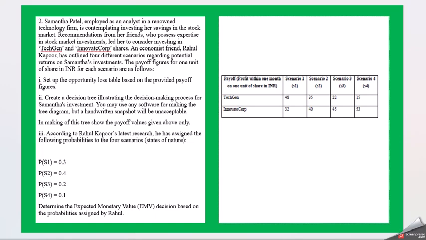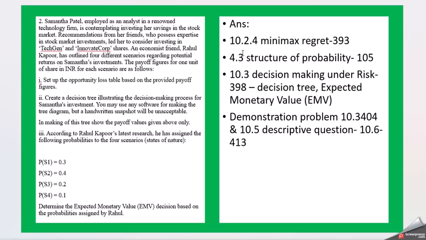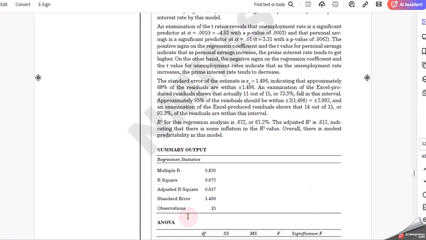Okay. According to Rahul Kapoor's latest research, he has assigned the following probabilities for the 4 scenarios. So here you see scenarios 1, 2, 3, 4 and the probabilities accordingly: 0.3, 0.4, 0.2 and 0.1. Determine the expected monetary value decision based on the probabilities assigned by Rahul. So finally, we are going to make a decision on which one is going to be more beneficial based on the expected monetary values. Okay. Here, min-max regret, we can go for the theory part of it.